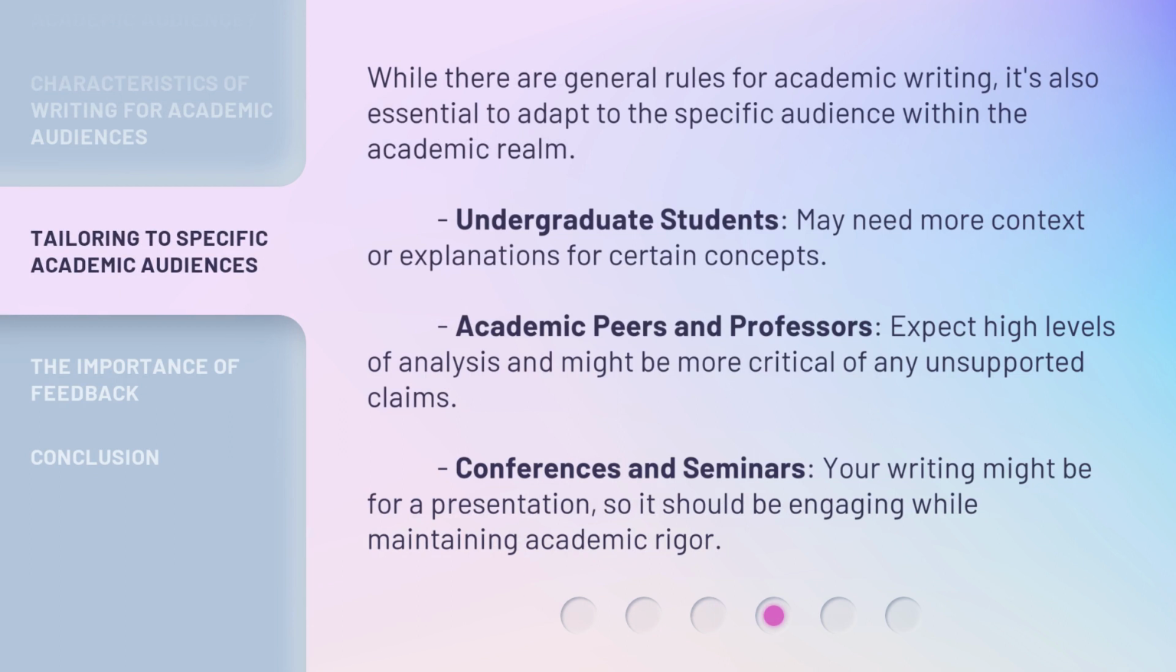While there are general rules for academic writing, it's also essential to adapt to the specific audience within the academic realm. Undergraduate students may need more context or explanations for certain concepts. Academic peers and professors expect high levels of analysis and might be more critical of any unsupported claims. Conferences and seminars. Your writing might be for a presentation, so it should be engaging while maintaining academic rigor.